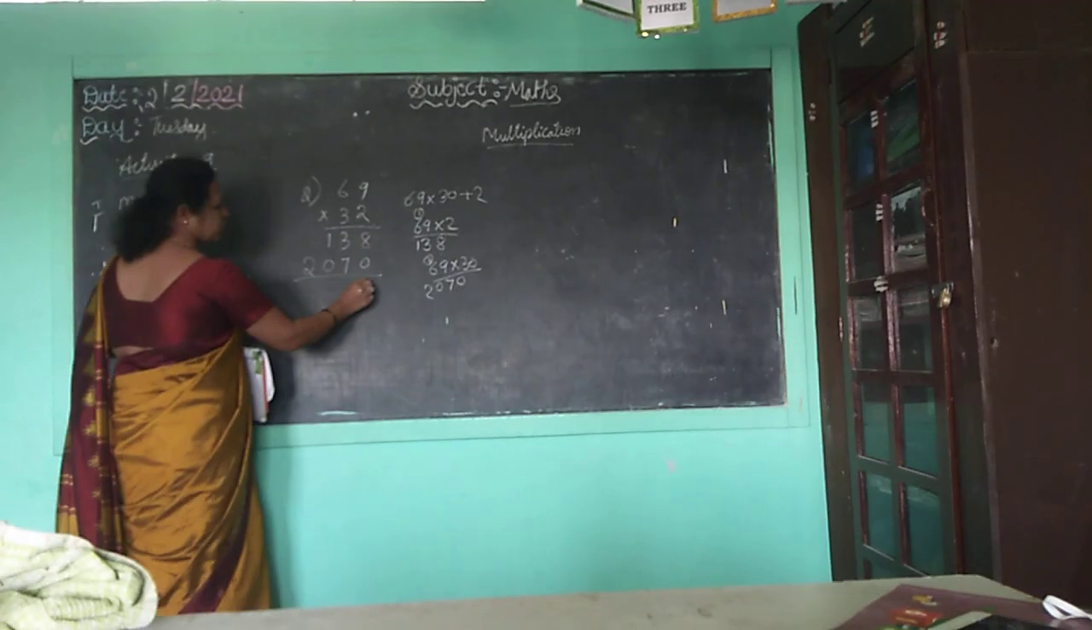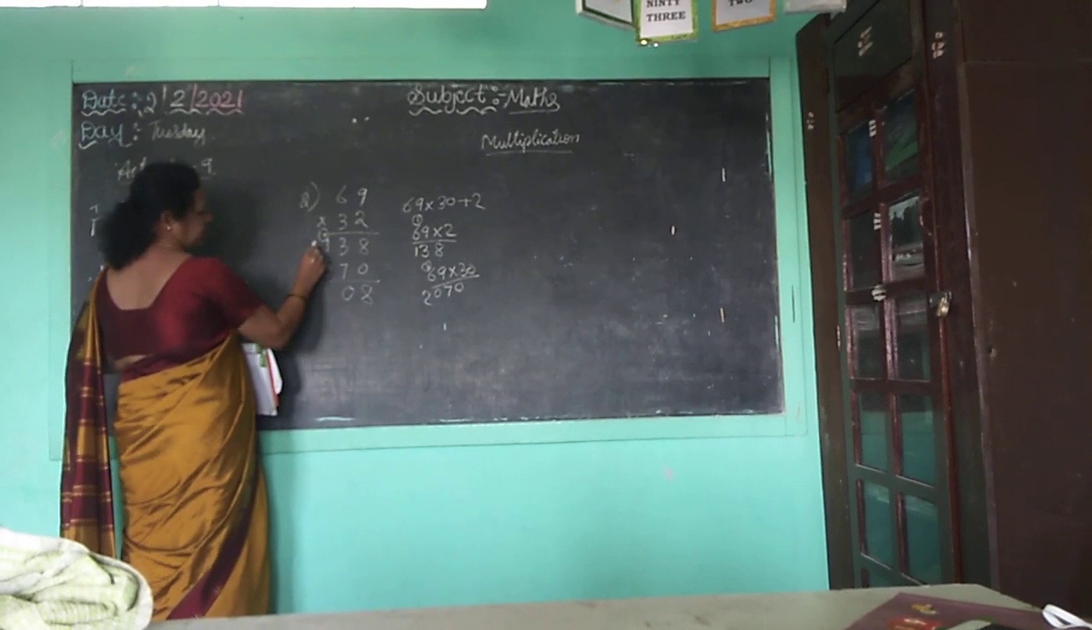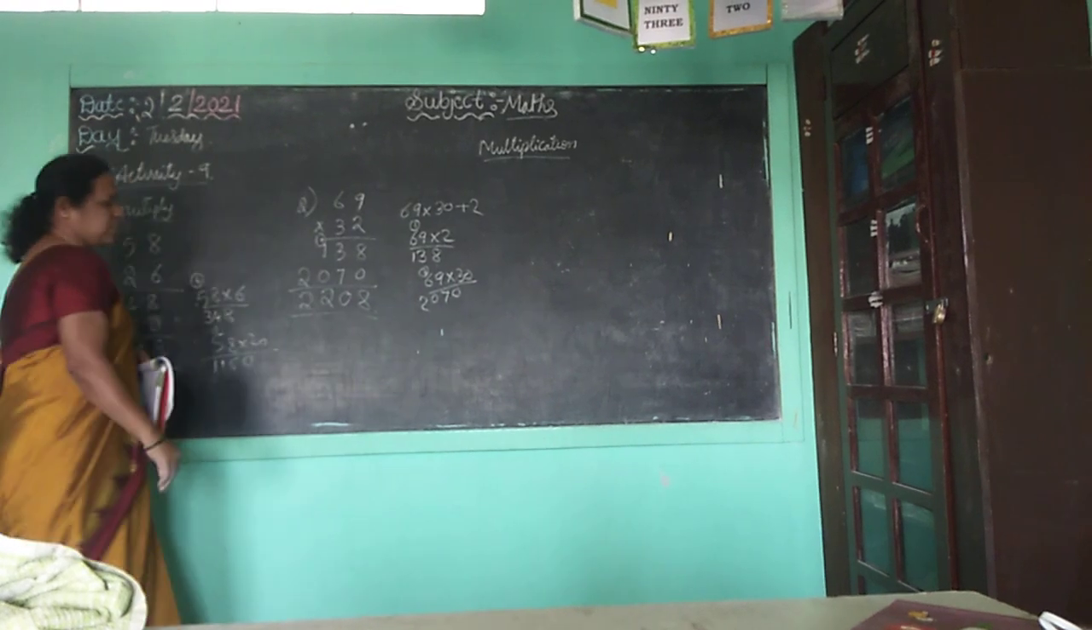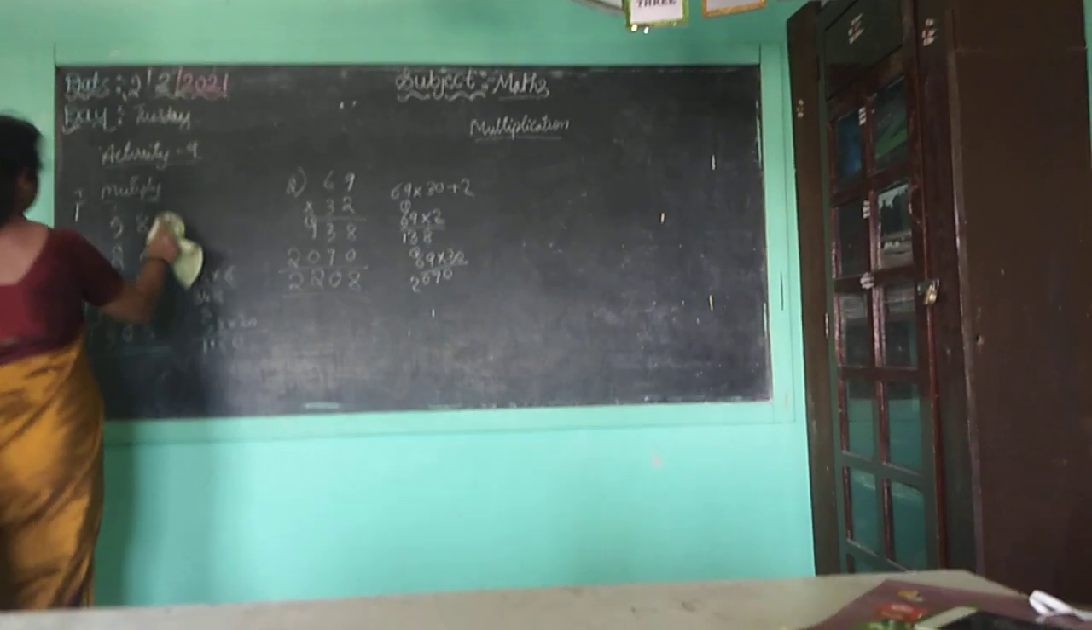Now add both. 8 plus 0 is 8, 3 plus 7 is 10, 0 and 1 carry. 1 plus 1 is 2, 2. Okay, children, which method is easy? You can do both the numbers.